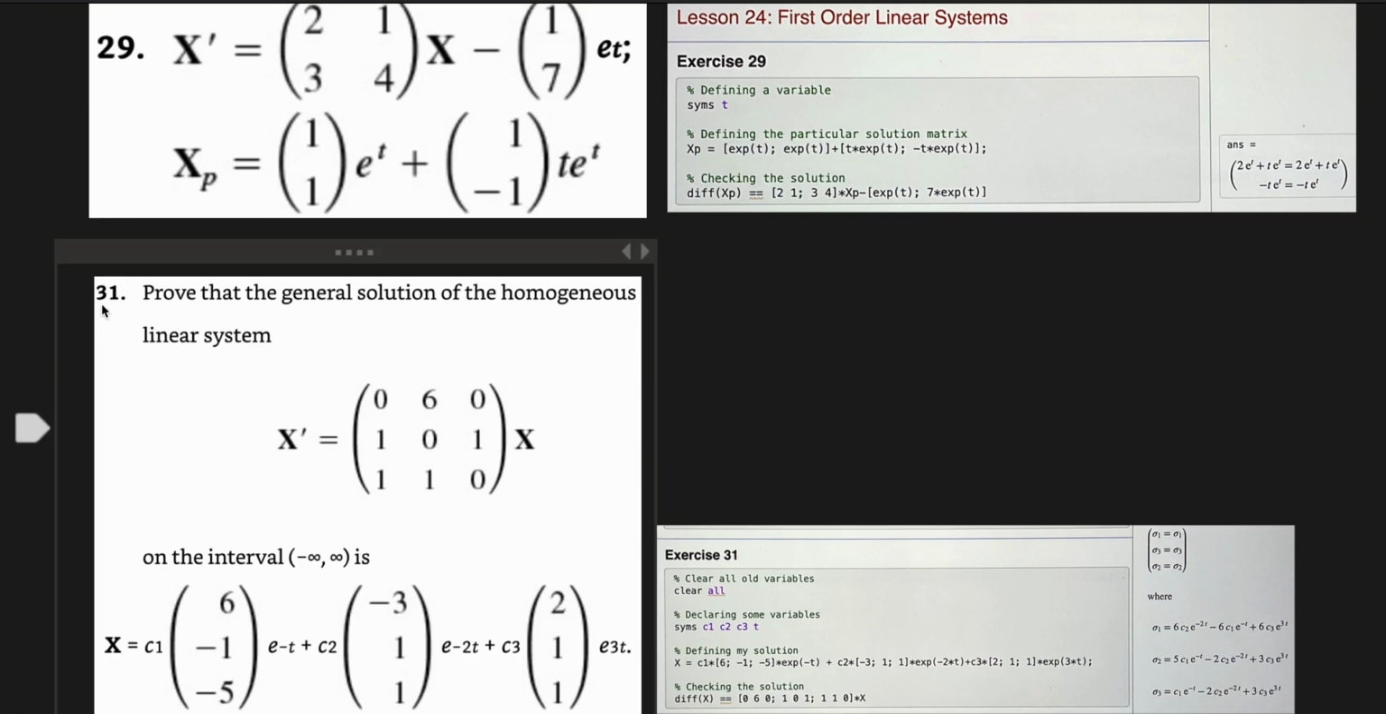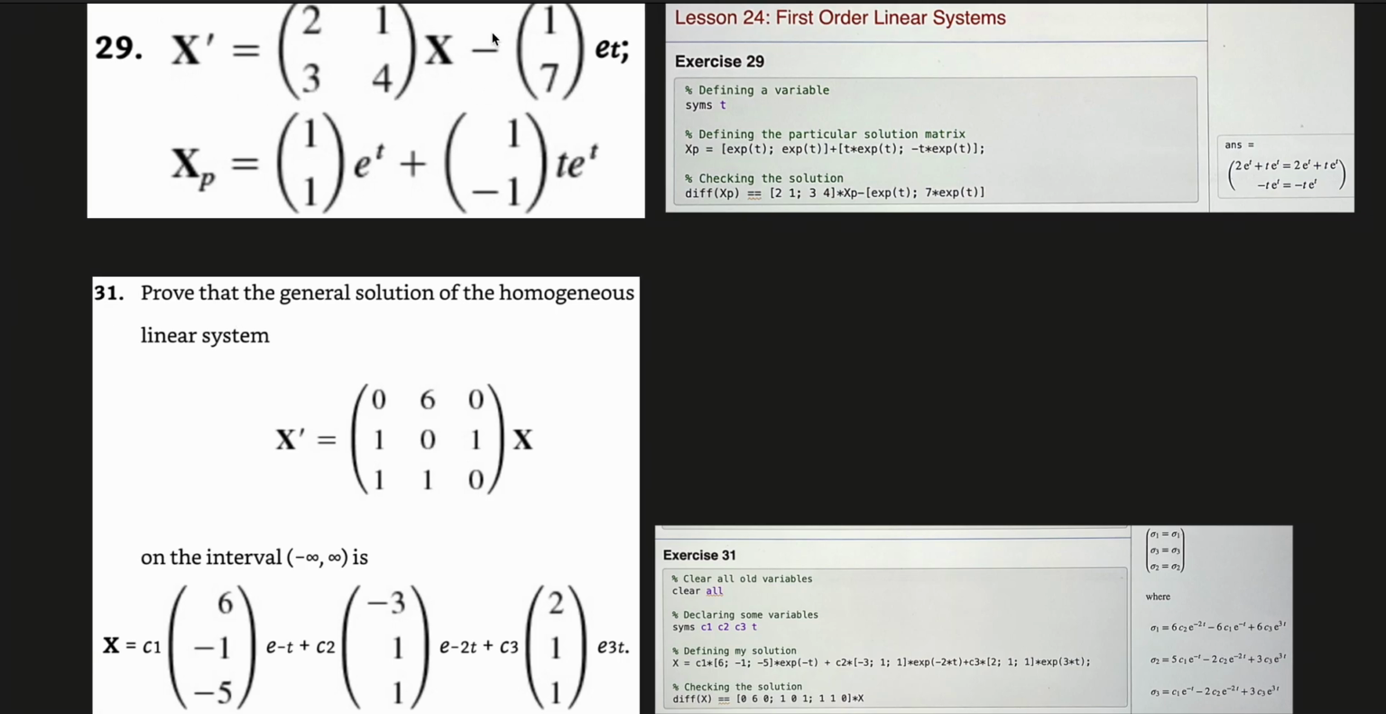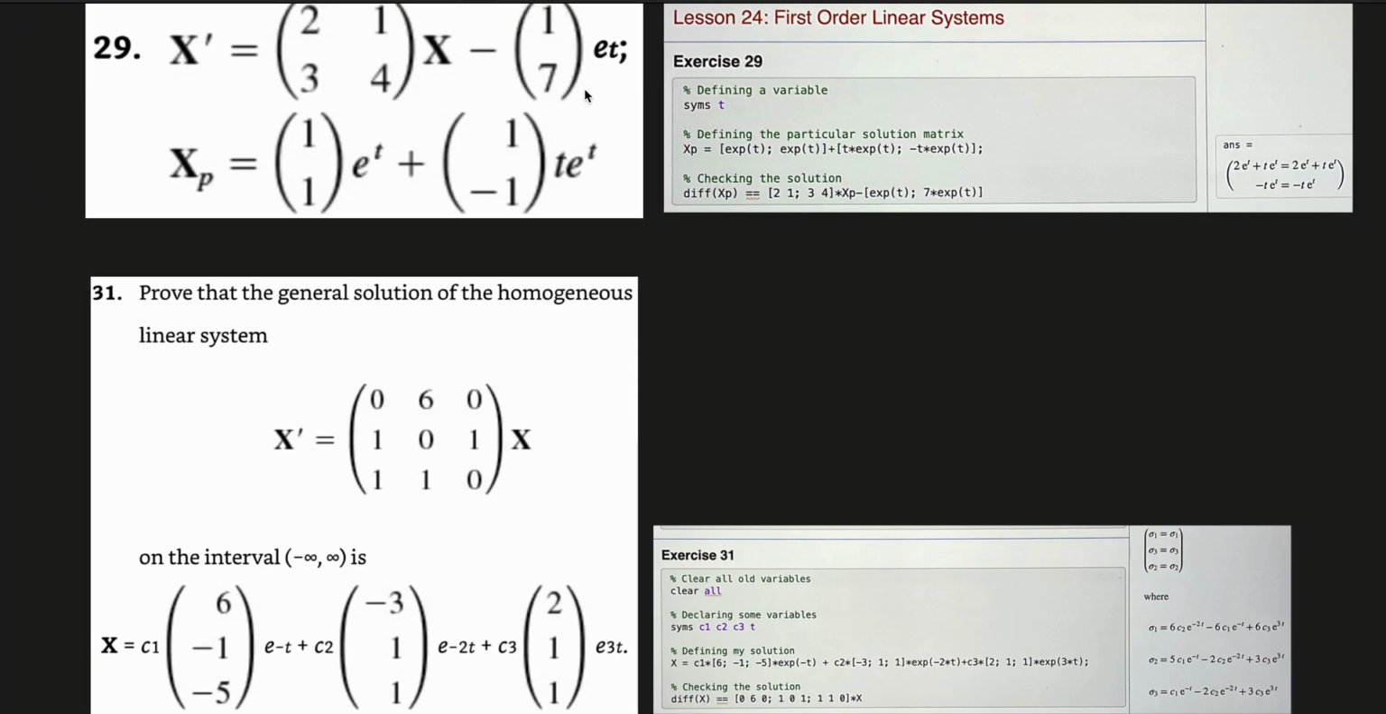Examples 29 and 31. In 29, we're given a first order linear system, but non-homogeneous, as you see right here. As a consequence, we're given a particular solution to this system, and we're asked to verify if this is the particular solution to the system. I want to show you basically this code over here. How are we going to do it in Matlab?